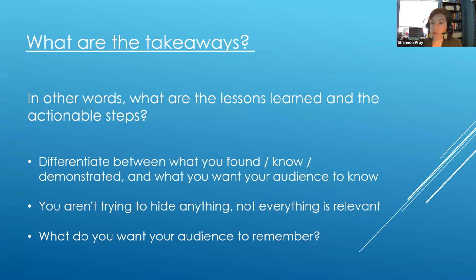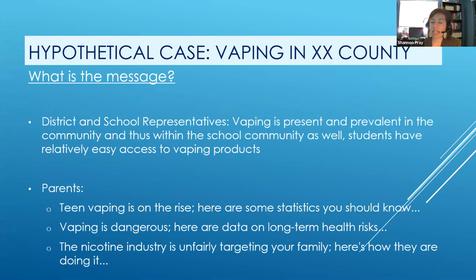So the most important part is what you want your audience to remember. In this hypothetical case of vaping in Essex County, what is our message? So maybe for the district and school representatives, our message is that vaping is present and prevalent in the community, and thus it's happening within the school community as well, that students have relatively easy access to vaping products. That might be the message there.